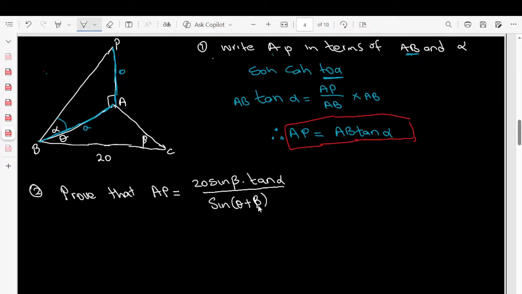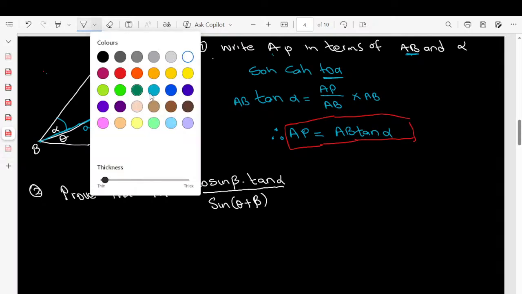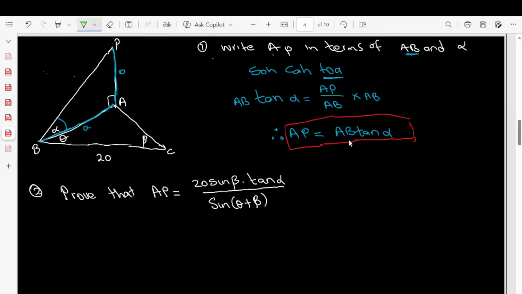and do all the stuff. You know what I need you to do? Please don't stress, okay? No need for you to stress. Just analyze the question, make sure that you understand what the question is saying. The question wants you to prove AP. But remember, even though they want you to prove AP, we already know what AP equals. We know that AP is equal to AB tan alpha.